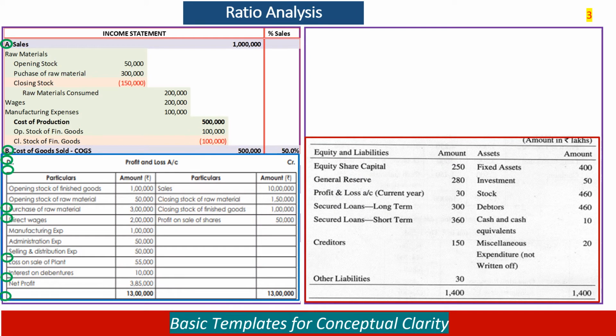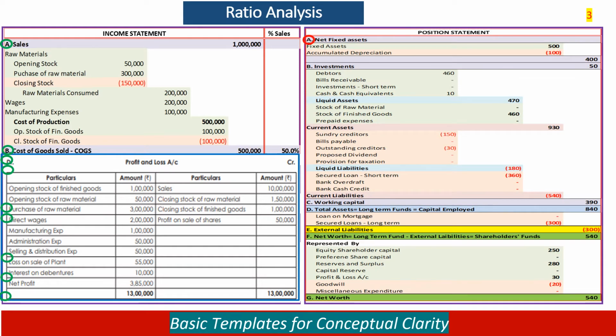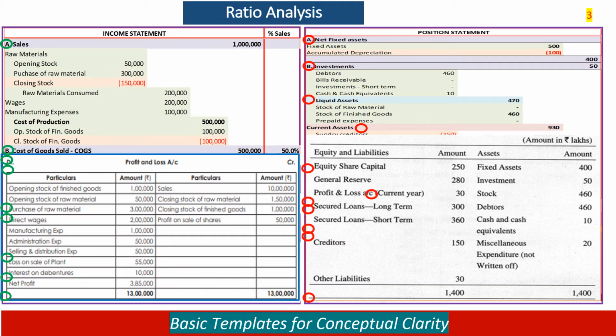Same logic applies to balance sheet also. A simple balance sheet of assets and liabilities gives all inputs, but for a basic understanding, it is better we apply it a template of net fixed assets, investments, liquid assets, current assets, liquid liabilities, current liabilities, derive the working capital, derive total assets deployed in the business, how much is from outside external liabilities, how much is from inside, and what are its components: equity, preference, reserves, capital reserve, profit and loss account, and it should be tangible, therefore deduct goodwill and miscellaneous expenses.